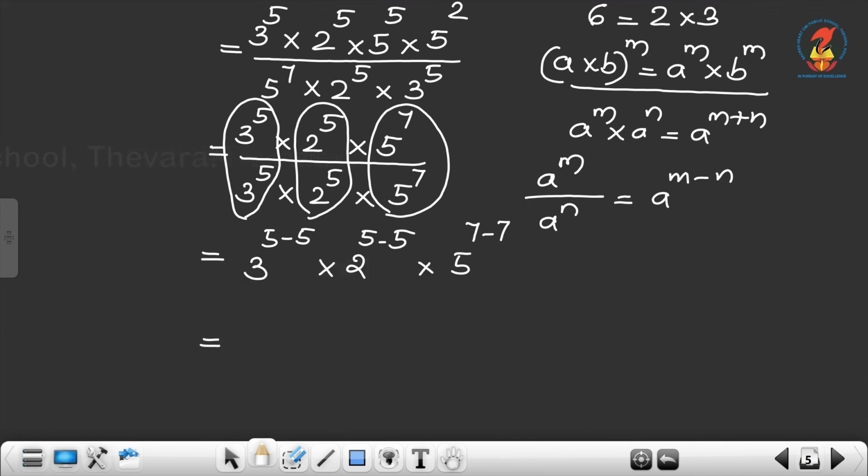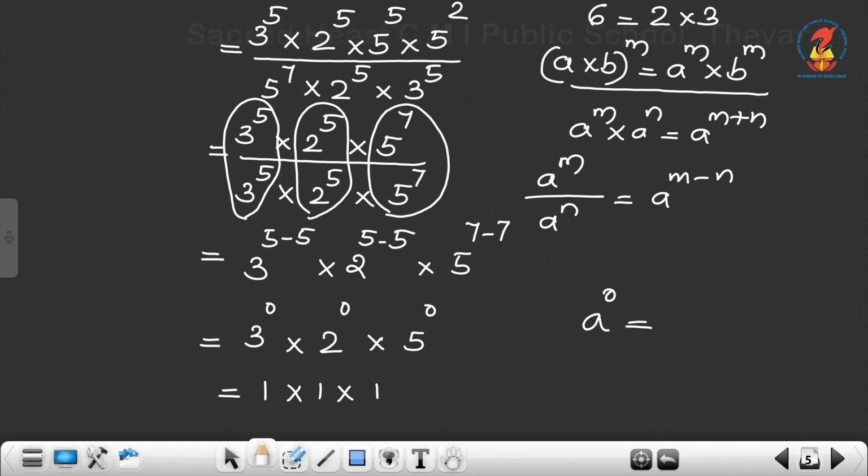Equal to 3 raised to 5 minus 5 is 3 raised to 0 into 2 raised to 5 minus 5, 2 raised to 0 into 5 raised to 7 minus 7, 5 raised to 0. Now 3 raised to 0 is 1 into 2 raised to 0, 1 into 5 raised to 0, 1. Because a raised to 0, if the exponent is 0, the value will be equal to 1. Therefore, a raised to 0 equal to 1. So 1 into 1 into 1, so the answer is 1.